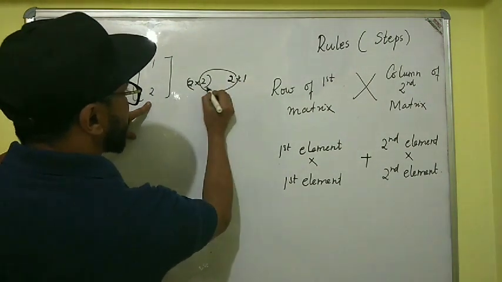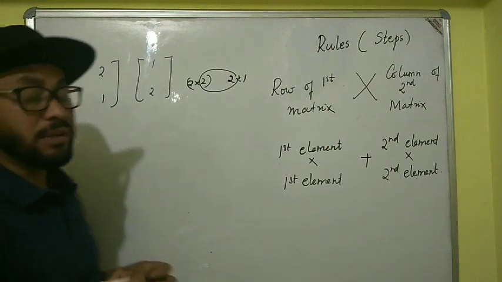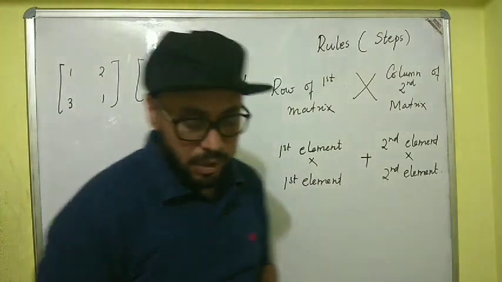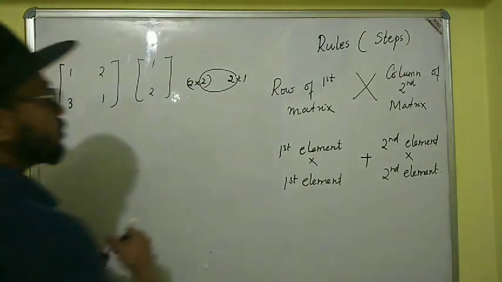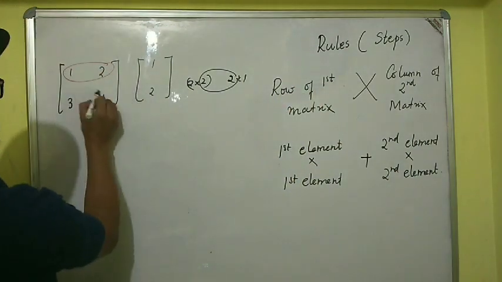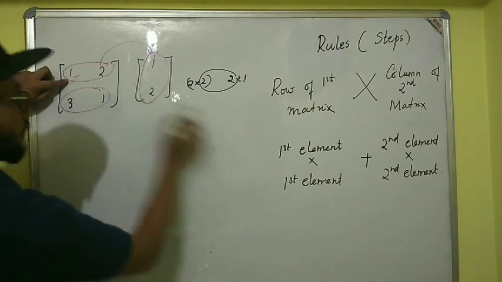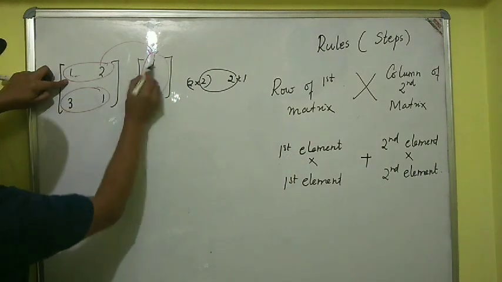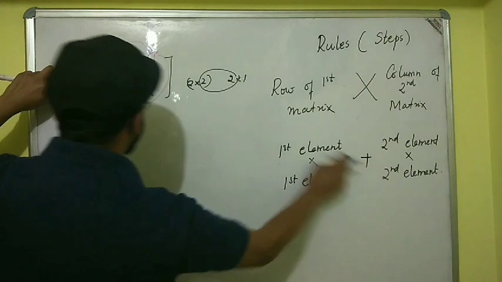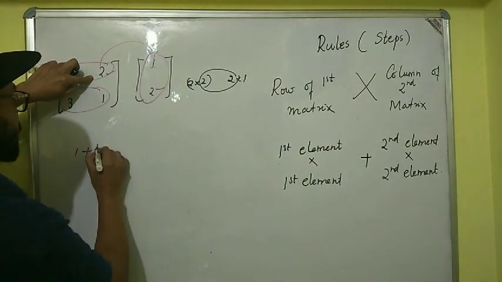The column and the row of the first and the second matrix are the same, so we can easily multiply. Now what are the rules? What we have to do here? Row and column. So we multiply this into this, but keep this in mind. First element with first, so 1 into 1 is 1, then plus second into second, 2 into 2 is 4.